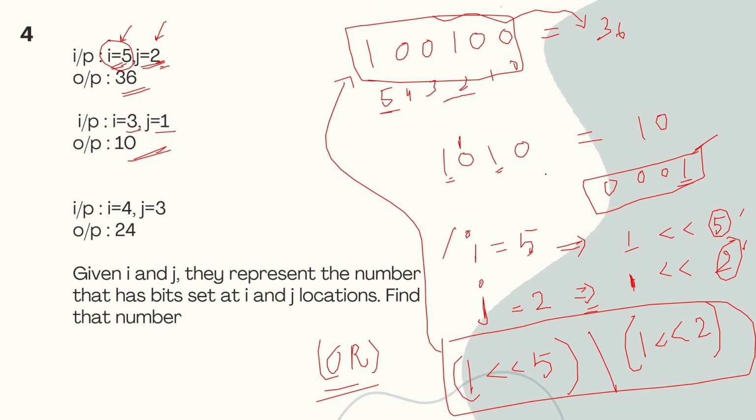So clearly you can see, right, how we have divided this problem. We have taken individual problems, like we have taken for 5. You want the bit position at 5 to be set.